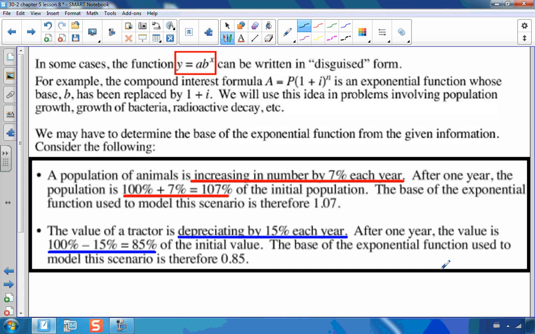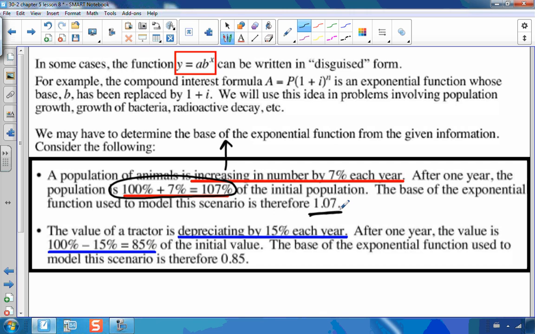So, for example here, if we have a population of animals which is increasing, that means growing, in number by 7% each year. Well, we're going to take 100%, add to the 7% to get 107%, but we don't leave it as a percentage, we put it back as a decimal. The base is then 1.07.